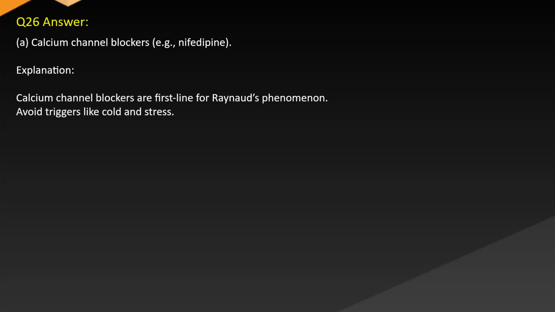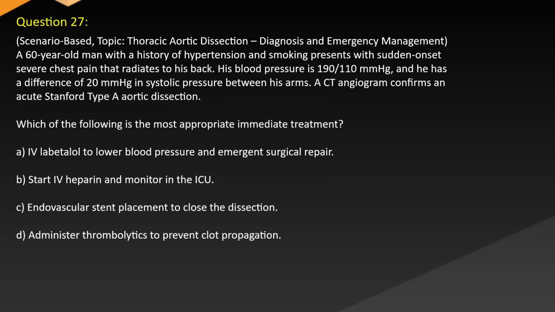Answer: A. Calcium channel blockers, e.g. nifedipine. Explanation: calcium channel blockers are first line for Raynaud's phenomenon, and patients should avoid triggers like cold and stress. Question 27. Scenario-based. Topic: Thoracic aortic dissection. Diagnosis and emergency management. A 60-year-old man with a history of hypertension and smoking presents with sudden onset severe chest pain that radiates to his back. His blood pressure is 190/100 mmHg and he has a difference of 20 mmHg in systolic pressure between his arms. CT angiogram confirms an acute Stanford type A dissection.